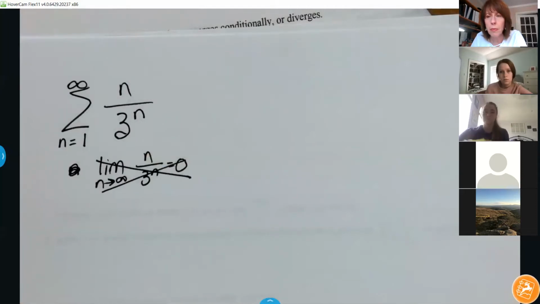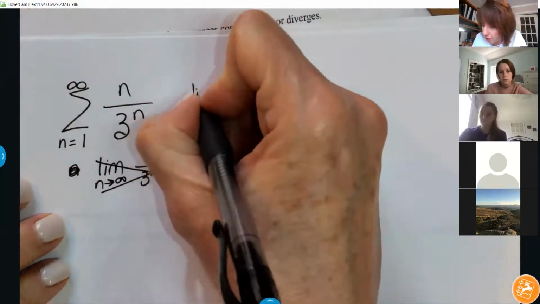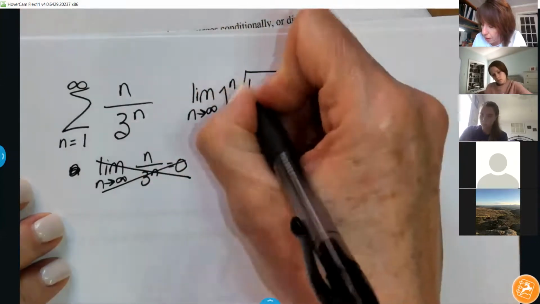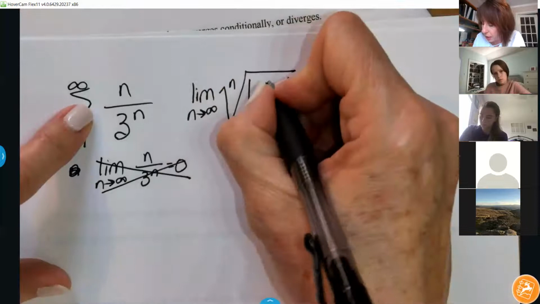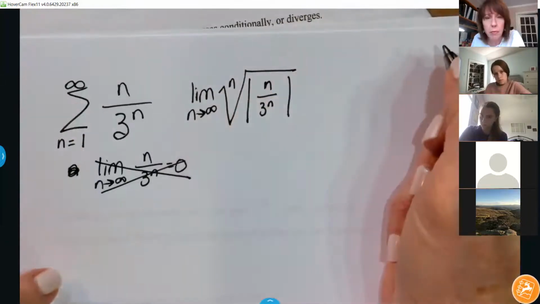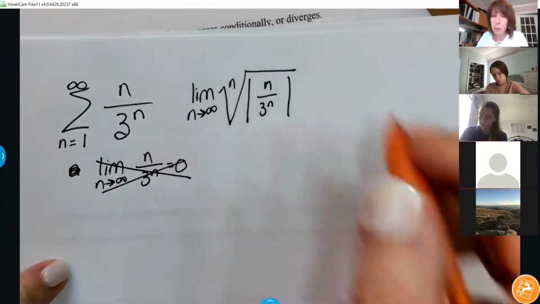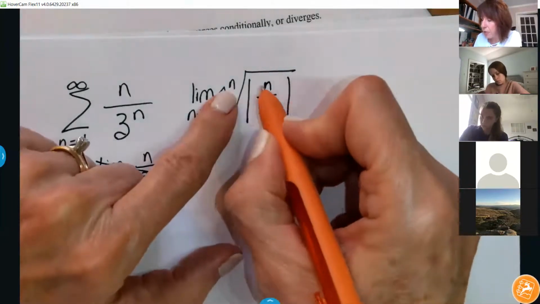Root test. I might try the root test. Let's try the root test. Nth root, absolute value of what I see. Okay. So here's my thought. I'm going to have the nth root of n.